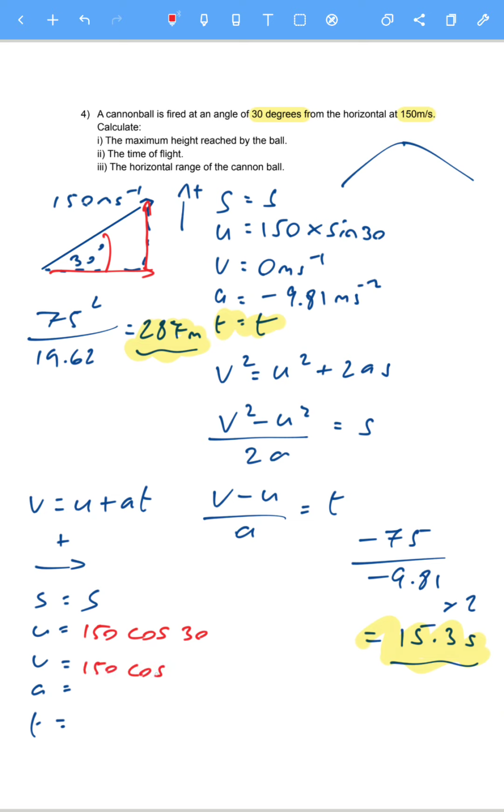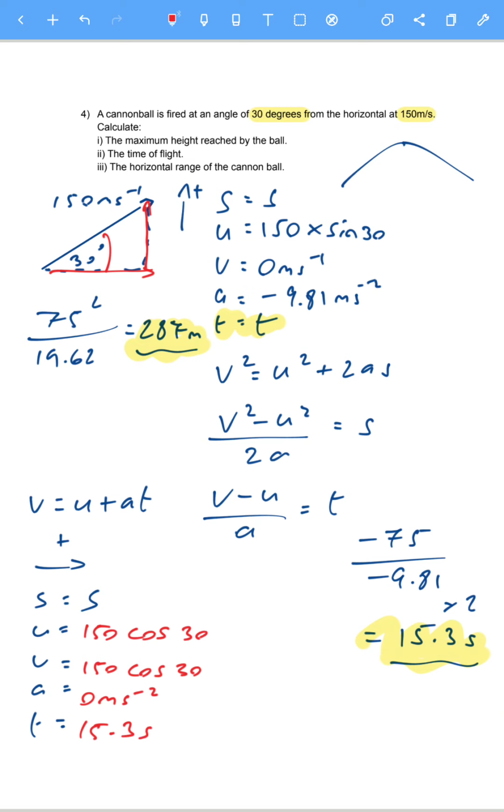The final velocity horizontally would be the exact same, because there's no horizontal acceleration, there's nothing slowing it down, and there's obviously nothing speeding it up, so the acceleration is 0. And the time is the amount of time that it's going horizontal for, which is the amount of time that it's going vertically upwards and downwards. So that's simply 15.3 seconds.